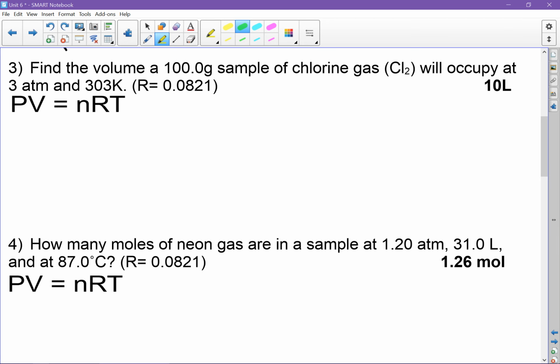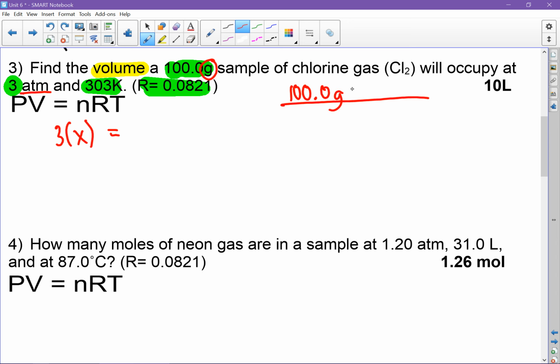Alright, so I want you to write the formula and find the numbers in this question. There's a number, there's 1, there's 1, there's 1. And it says I need to find the volume. That's where your X is going to go. So pressure number should have atmospheres attached. Volume is what I don't know, so I put an X next. N means moles. Oh, but I don't have moles. Instead, I have grams. That means we have to do a quick fence and turn grams into moles.